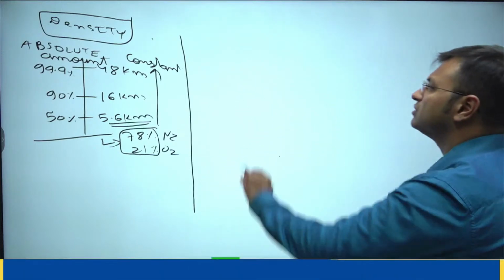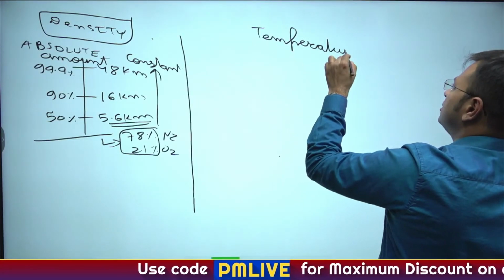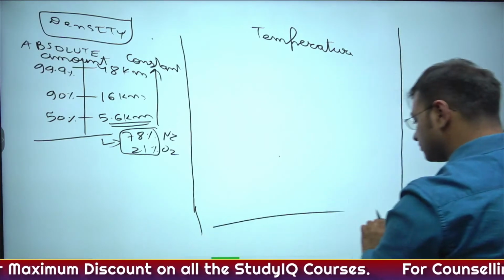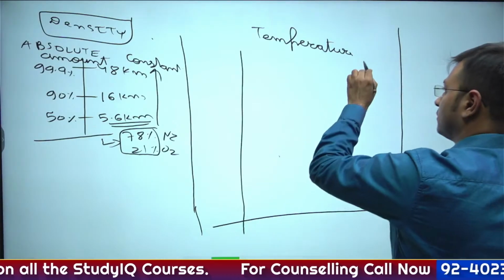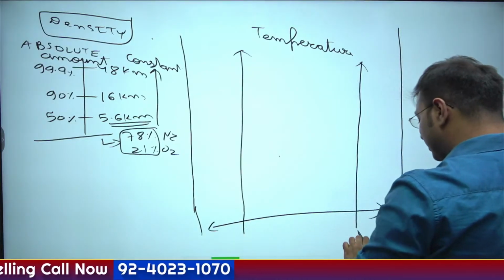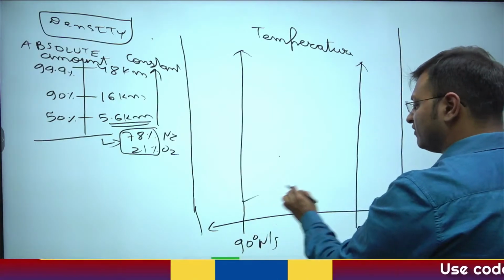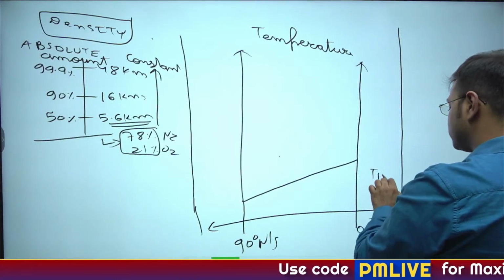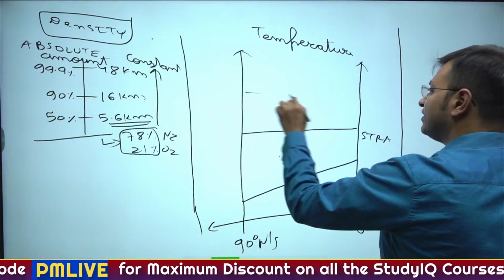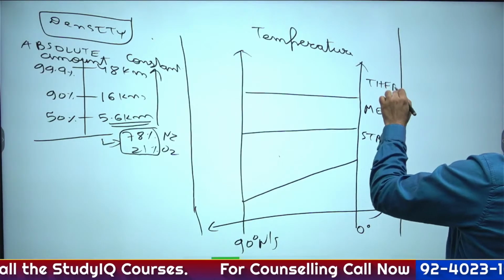If I'm talking about temperature based stratification, in temperature based stratification, we have how many layers of atmosphere? So this is the equator, 0 degree. This is 90-degree north and south, the poles. The first layer we have is the troposphere. Then the next layer we have the stratosphere. Then after that we have the next layer as mesosphere. And then the last layer is referred to as the thermosphere, right?